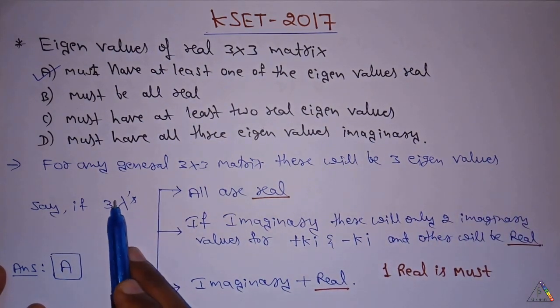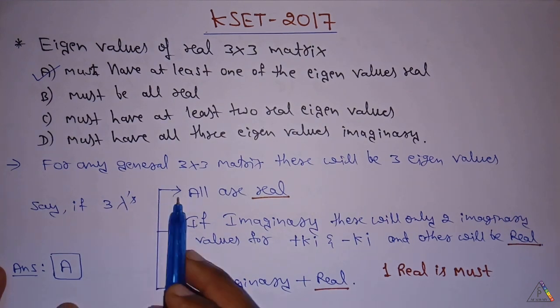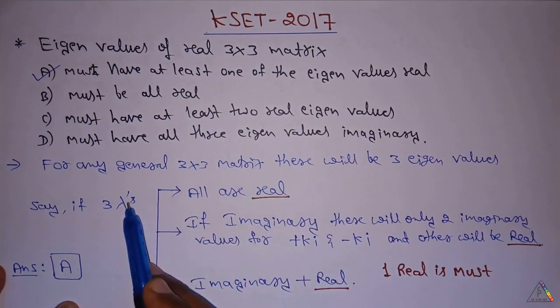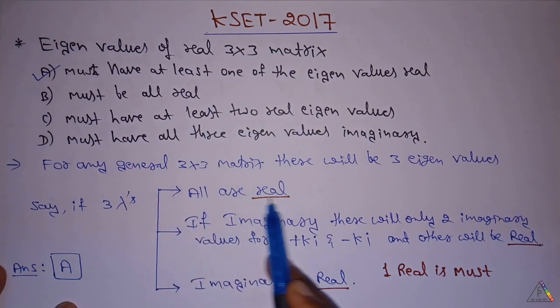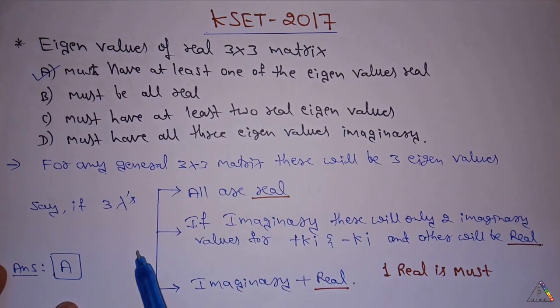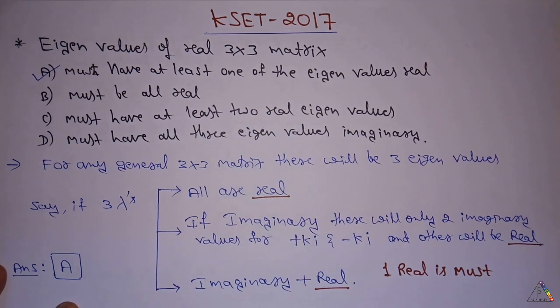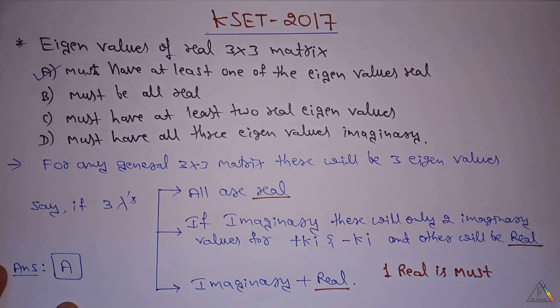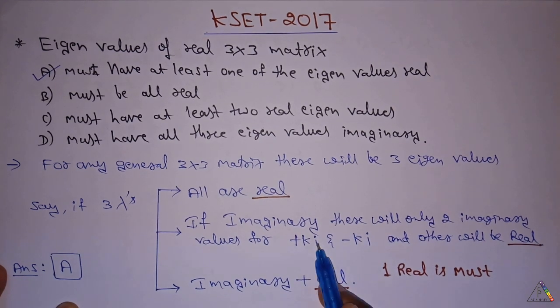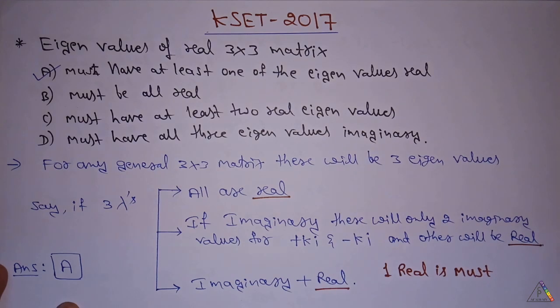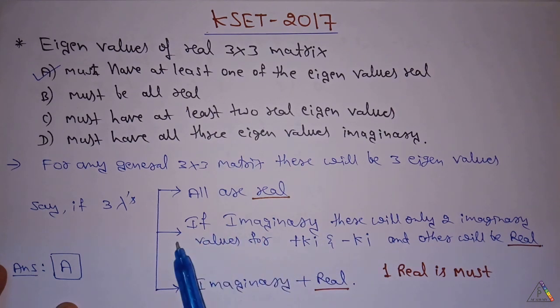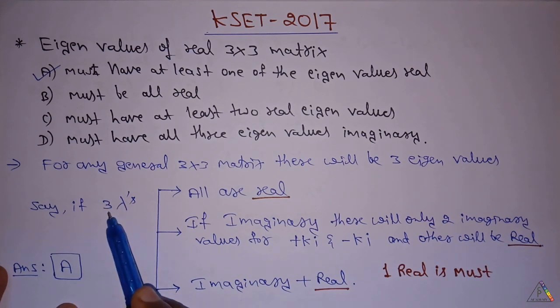Say the 3 eigenvalues are the 3 lambdas, there will be 3 cases. The first case is all these 3 eigenvalues are real. The second case is, if there are any imaginary values, then they will be plus ki and minus ki, where k is some scalar, for example 2i, minus 2i, or 4i, minus 4i, like that. And the other will be one real. There is no chance of having all the eigenvalues imaginary, since we have three eigenvalues.